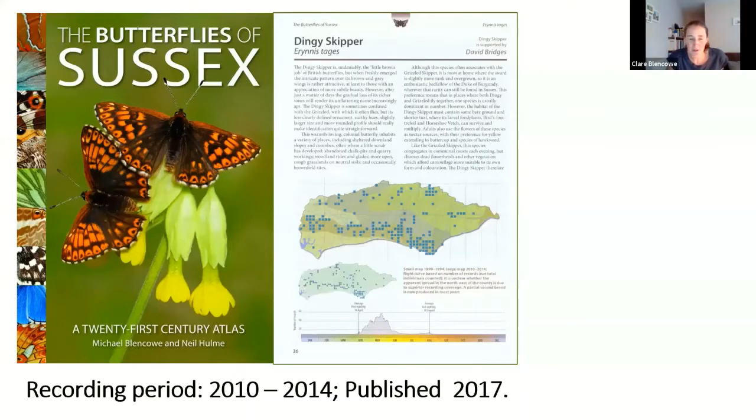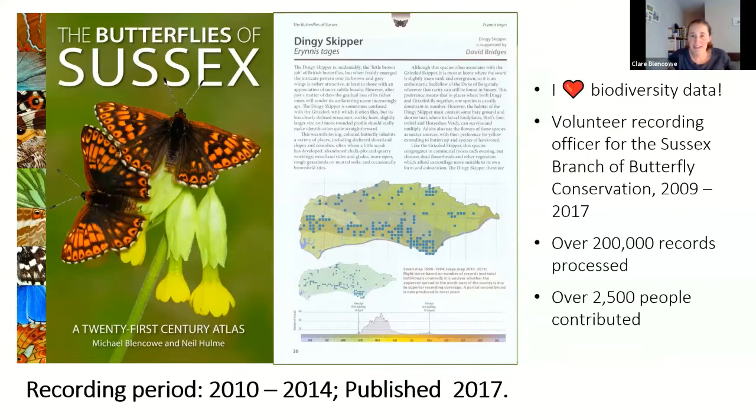Before I got involved in recording fungi, I was particularly involved in this project, recording the butterflies of Sussex. We coordinated an army of volunteers over a period of 5 years. I'm just going to move my thing around so I can see what I'm doing.